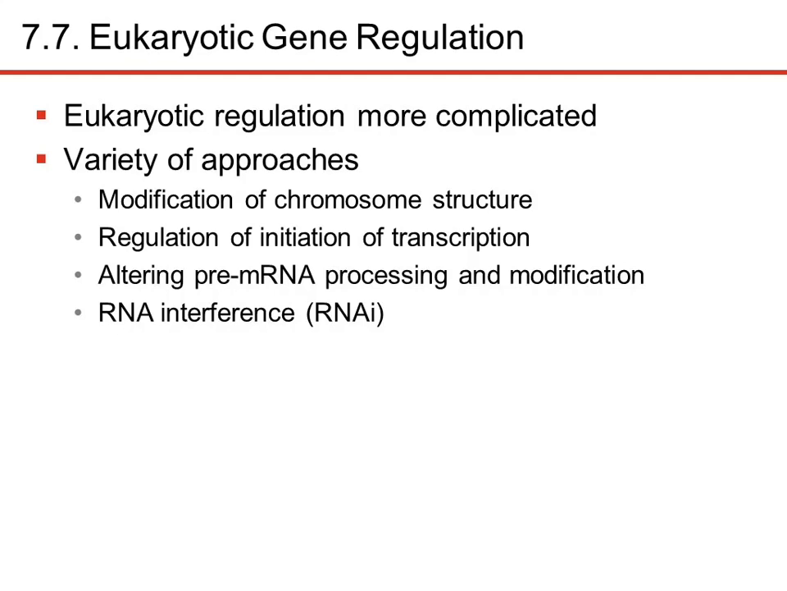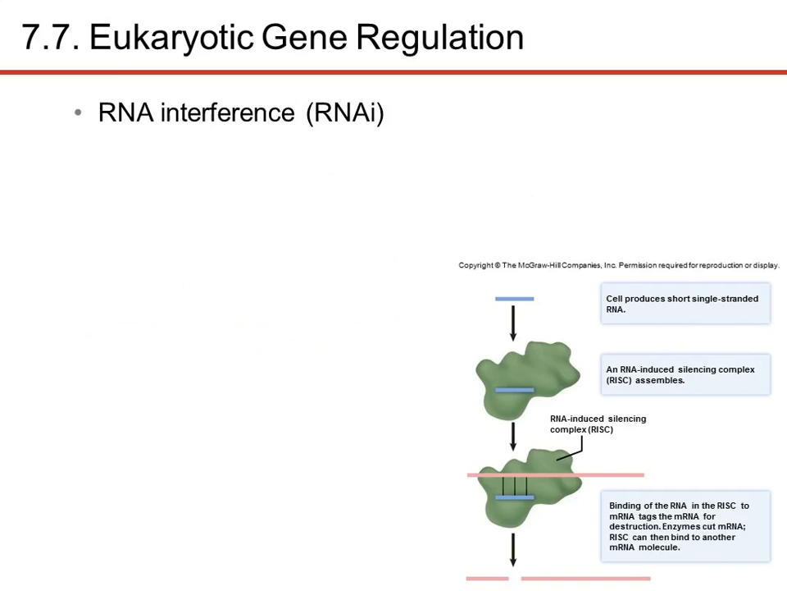We could detect them being removed from the cell, but we didn't know exactly how it was happening until some scientists figured out this process that's called RNA interference. And sometimes it's referred to as RNAi just for short. And RNAi is one way to get rid of those messenger RNAs that are in the cell that aren't needed by the cell anymore. And what happens in RNAi is a couple things.